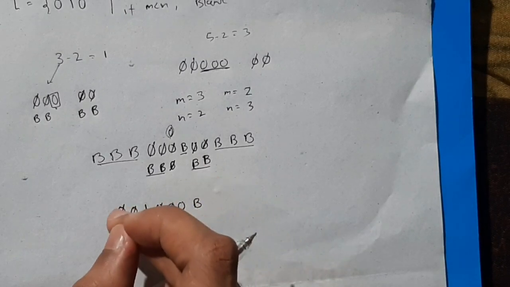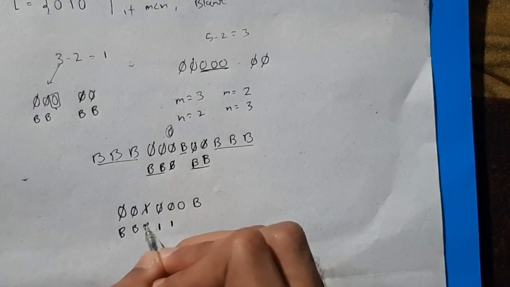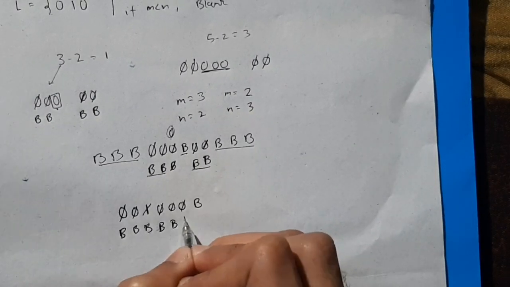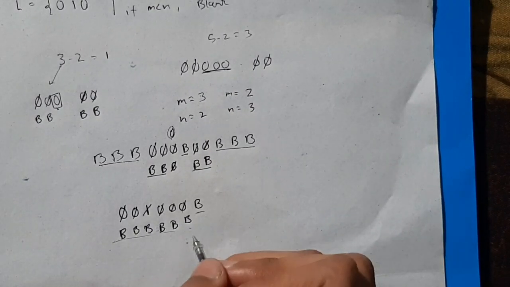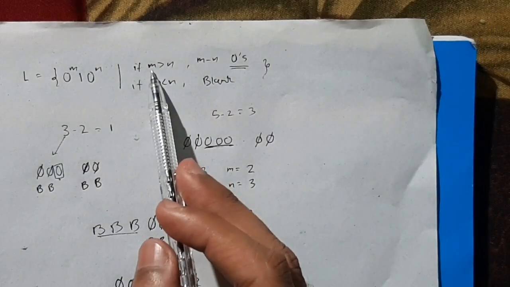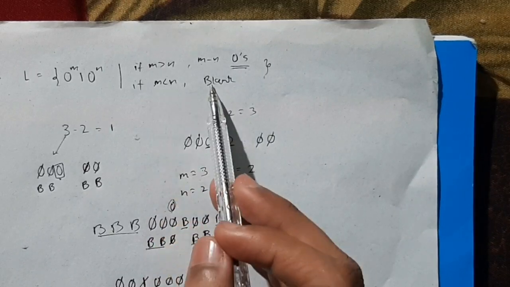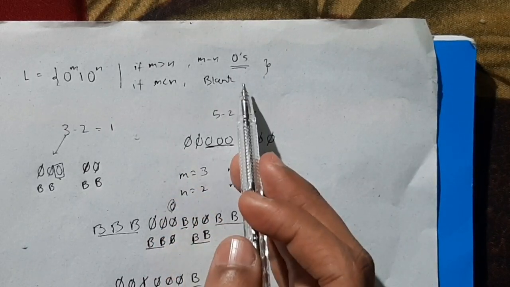If in this case we reach like this, at that time what we have to do is, however many ones and zeros we encounter, we have to convert them into blank space. Okay, so the final answer will be all blank spaces. That's what is given in the question. If m is greater than n, m minus n zeros should remain. If m is less than n, everything should be replaced with blank spaces.